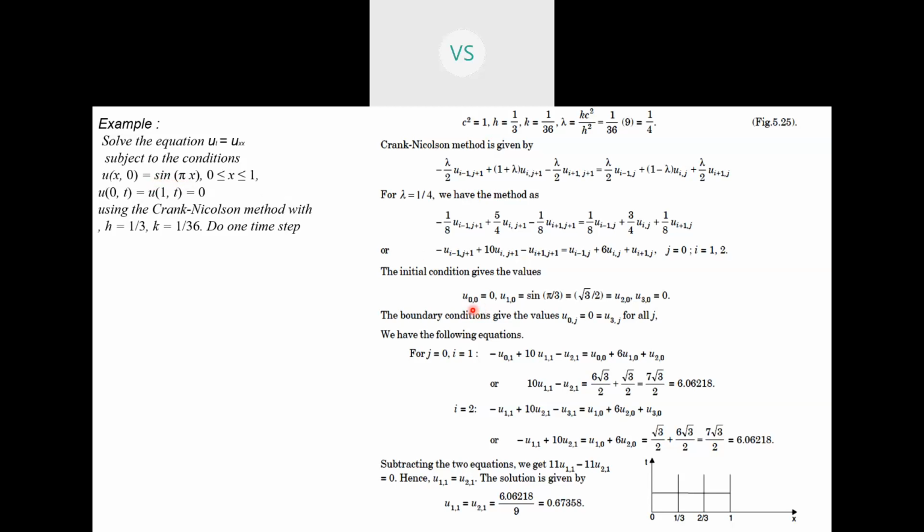So u 0 0, initial condition is 0. u1 0, that is sin pi into x, is what? Increment of x is by 1 by 3. So 0 plus 1 by 3, it is what? 1 by 3. So here you have to substitute x as 1 by 3. You will get it as equal to under root 3 by 2.